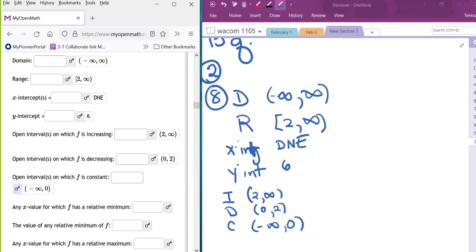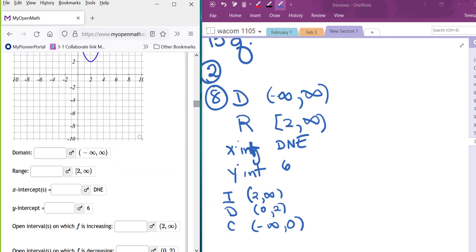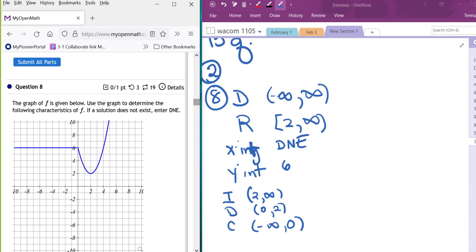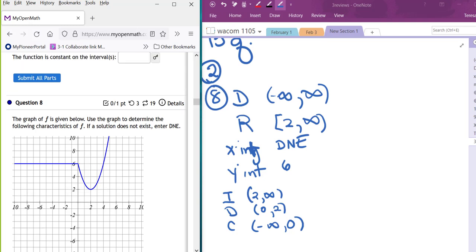Right, next we're going to do relative min and relative max. And remember, you have a question about where it is. That will be the x value. And they even give you more of a clue, any x value for which it has a, right, first question is minimum. And then the value, that will be the y coordinate. So go back up. All right, so we do have a relative minimum, which is right here. It is at 2.